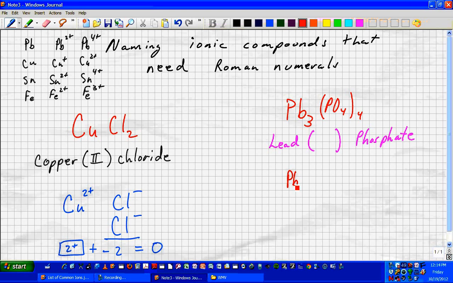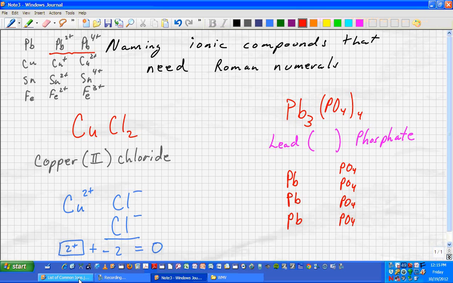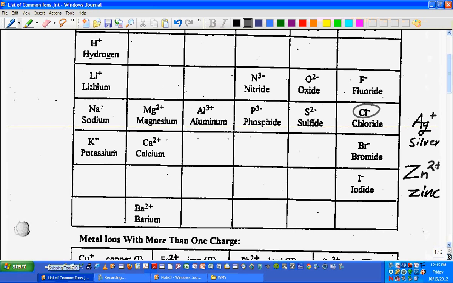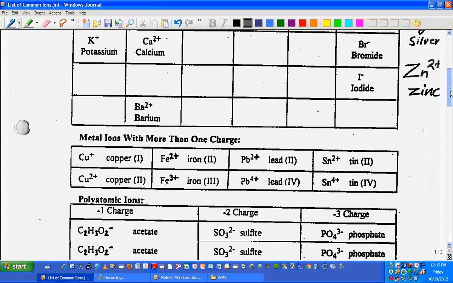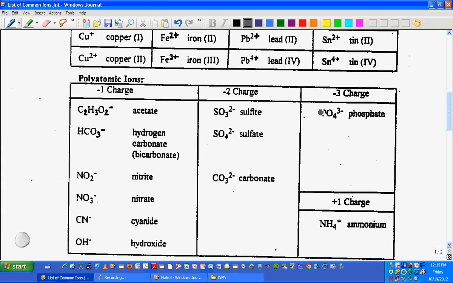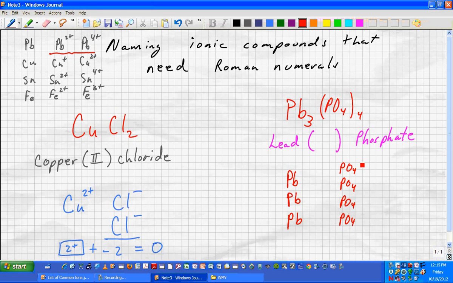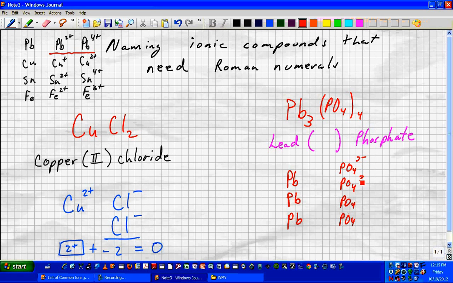So I've got Pb, and I've got that 3 times, so I'm going to write lead 3 times. And I've got phosphate, and I've got that 4 times. PO4, PO4, PO4, PO4. Again, lead's either going to be lead 2 or lead 4. I don't know which. And in order to figure that out, I'm going to go back to my list of common ions, which you should have memorized. I'm going to find phosphate. But if you don't, you probably want to look it up. And there's phosphate, and that's got a -3 charge. That's the only charge it can possibly have. So I'm going to put a -3 here.